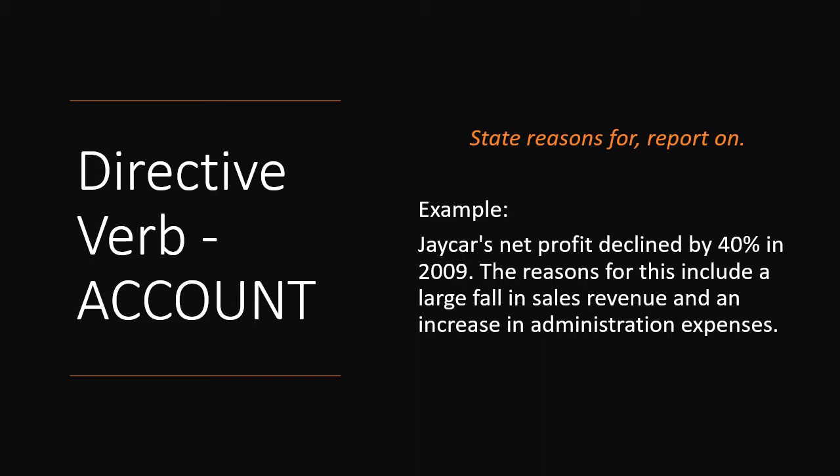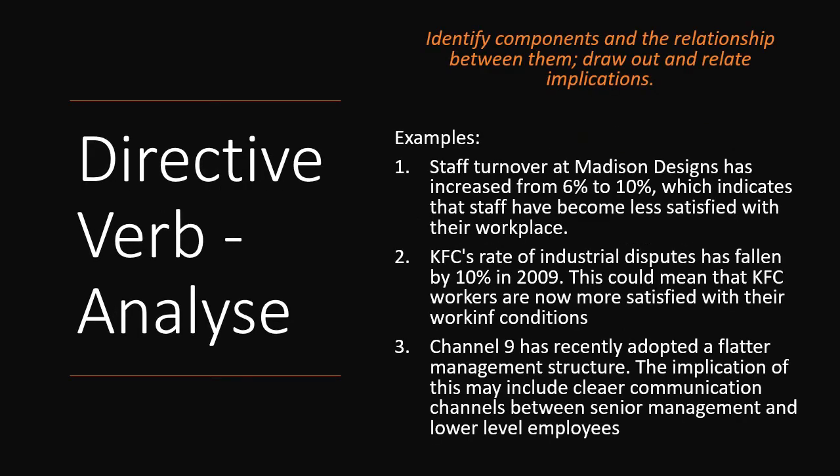So you're telling me what happened, and then you're telling me what is the reason for that. Why did that actually happen? Now, analyze is a high order skill or a high order directive verb. And here we're looking at identify the components and the relationship between them, draw out and relate implications. So we need to know what's happened and what was the outcome of that.